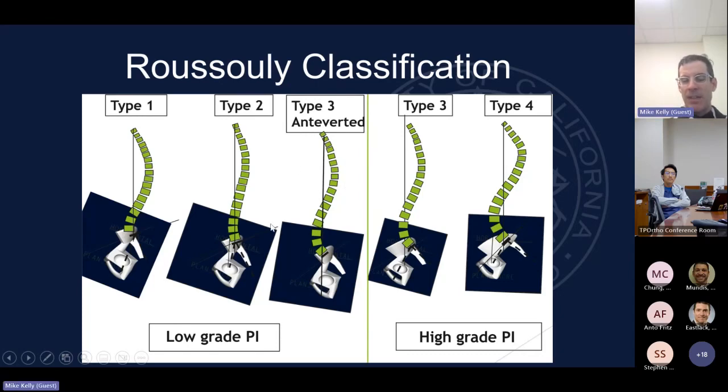The other kiss of death in my mind is the false type 2. False type 2 is when you have a high grade, someone that should be a 3 or a 4, that has a little bit of thoracic kyphosis, a little bit of lumbar lordosis, and their hips are way out here, and they're compensating through pelvic retroversion. I think that is very bad. We don't have time for it now, but Roussouly talks about how each of these types degenerates, and I think considering that and understanding that also helps guide your reconstruction.